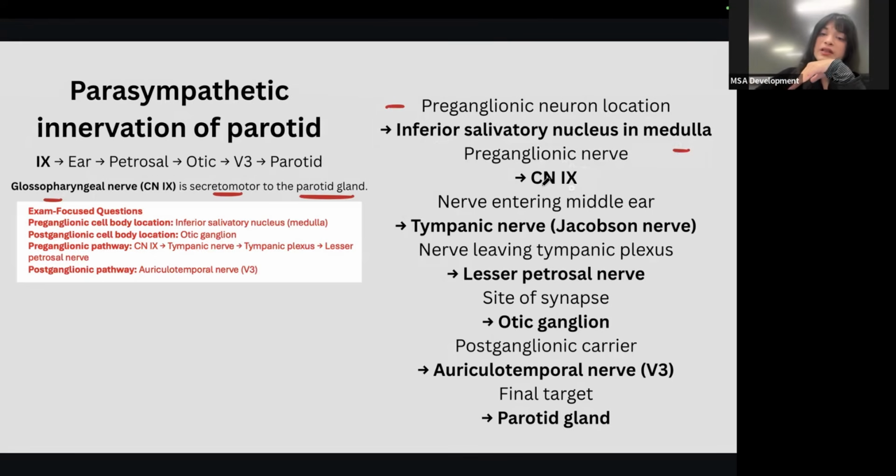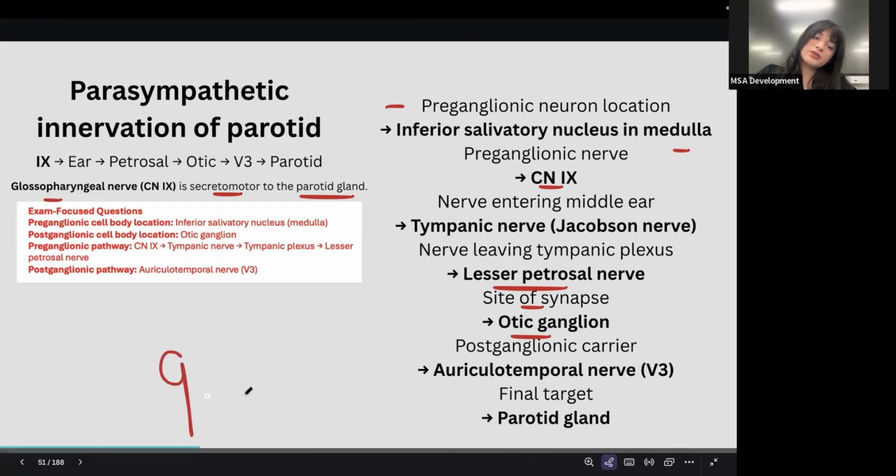The preganglionic nerve is CN9, cranial nerve number 9. It's going to enter into the middle ear. It's going to become the tympanic nerve or the Jacobson nerve. Then it's going to leave the tympanic plexus. It's going to become the lesser petrosal nerve. And the site of synapse for this is the otic ganglion. So notice this is all preganglionic, and then it comes to the otic ganglion, right? After the otic ganglion, it becomes postganglionic. So this cranial nerve number 9 just goes to the otic ganglion.